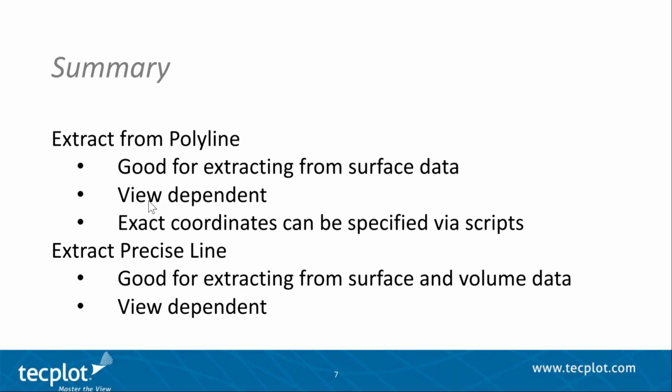You can specify exact coordinates, much like the extract precise line. You can define extract coordinates in Tecplot macros or via Python. Those coordinates are going to be in a 2D space though. Because it is a geometry drawn on the frame, typically those are drawn in what we call the frame coordinate system. So if you need points that are in a 3D space or very exact, you can use extract precise line. And that's, again, a very good tool for extracting data from surfaces and volumes. When extracting from surfaces, again, it is view dependent, so make sure those rotation angles are consistent.